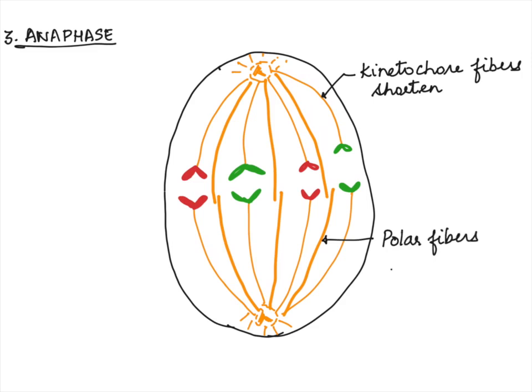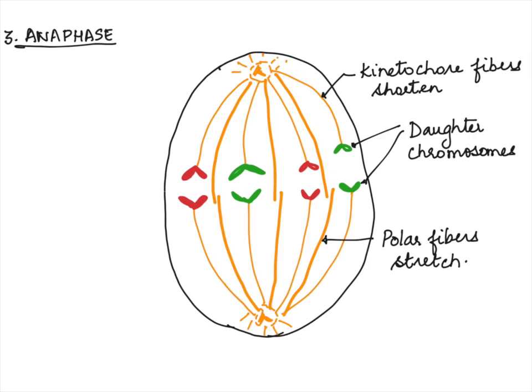The polar fibers undergo polymerization and start stretching, unlike the kinetochore fibers which are shortening. The shortening of the kinetochore fibers results in splitting of the sister chromatids. Thus, now these are called the daughter chromosomes. So, the sister chromatids split to form the daughter chromosomes. Here in between them, there develops a fiber called the interzonal fibers. So, this is the anaphase, which is the shortest stage in the mitotic division.